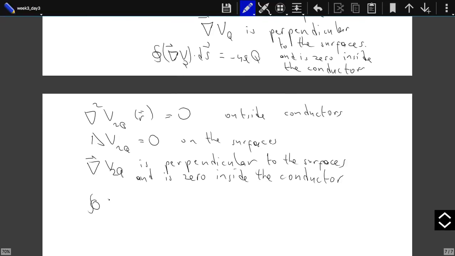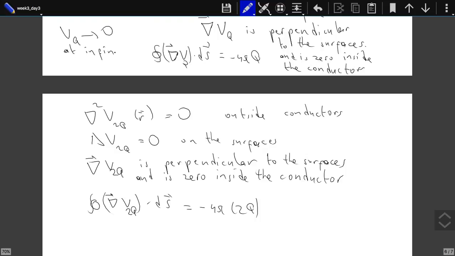And let's say we also know that this is the potential created by plus 2Q and minus 2Q. It should satisfy all these constraints, these equations and the boundary conditions. And of course, V of Q goes to 0 at infinity. And similarly, V of 2Q should go to 0 at infinity.